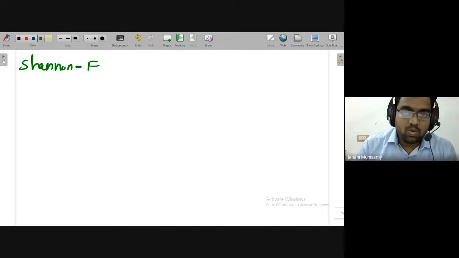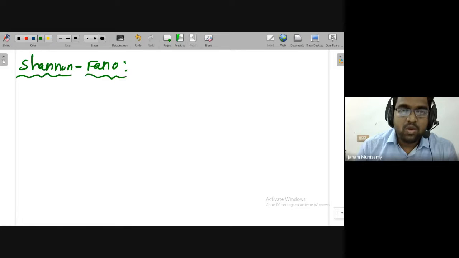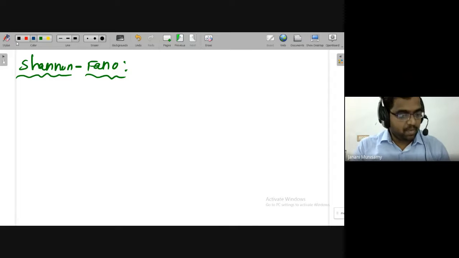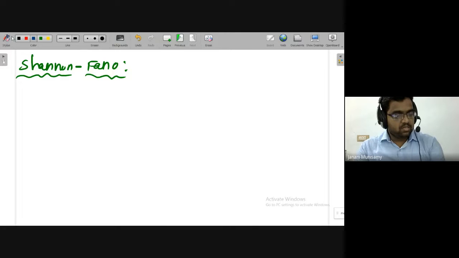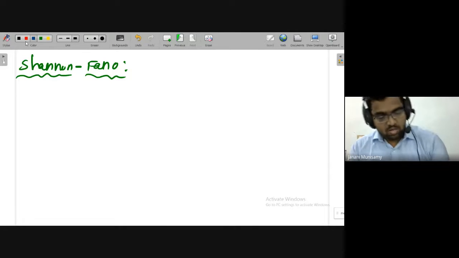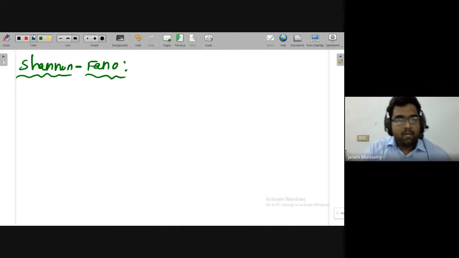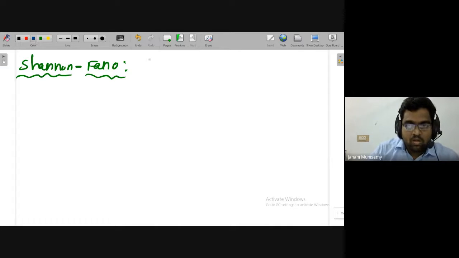Shannon Fano technique. So usually we will be given symbols along with their probability. In our case there are 5 symbols. They'll provide the probability of all the symbols.